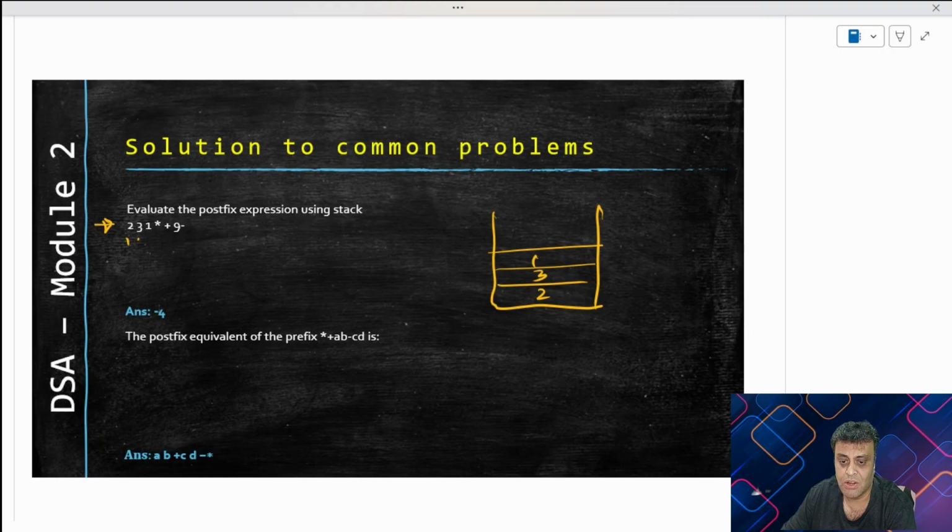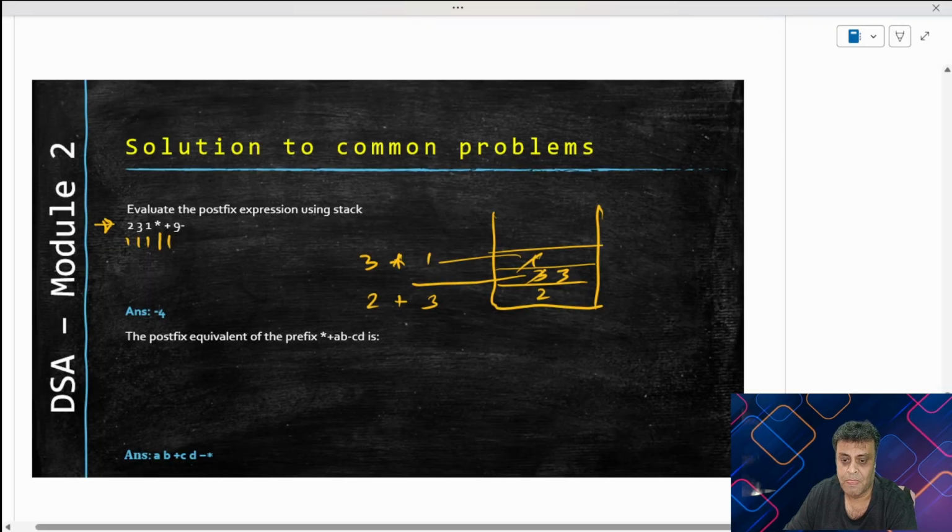As soon as we get an operator, what is the rule? The rule says pop out the last 2. So 1 comes out, 3 comes out, and apply the operator. So this becomes 3, which will be pushed back into the stack. Next, we have plus. So 3 comes out, 2 comes out, and plus gets applied. So you get 5. 5 will be pushed back into the stack.